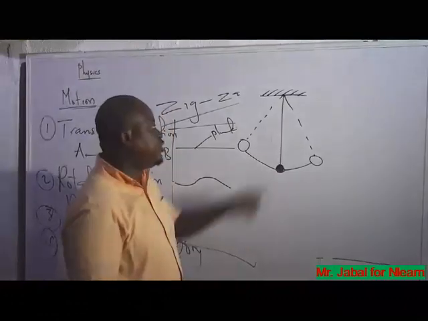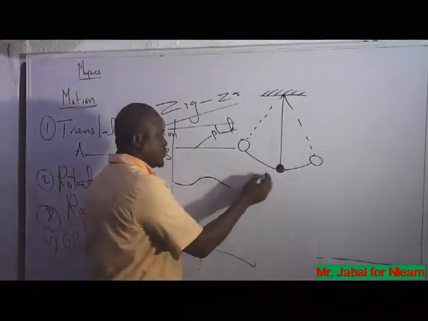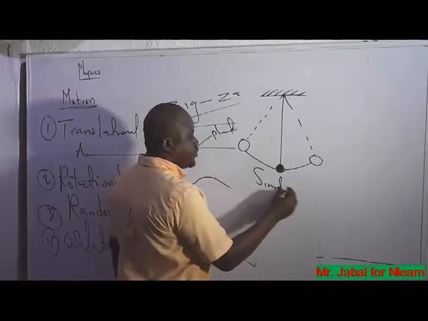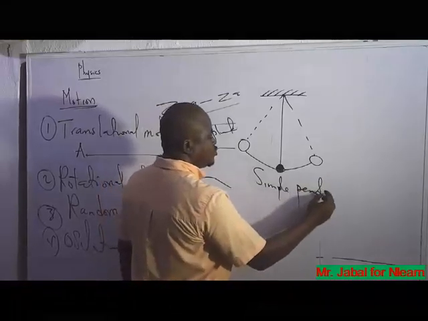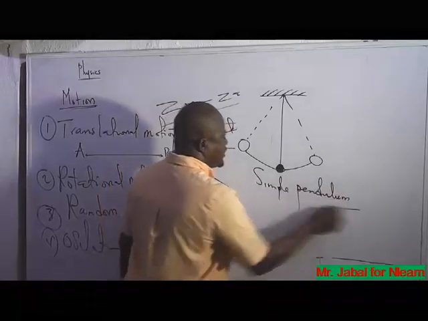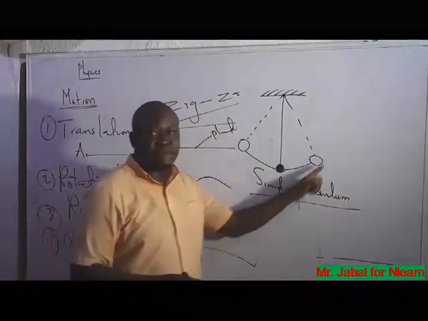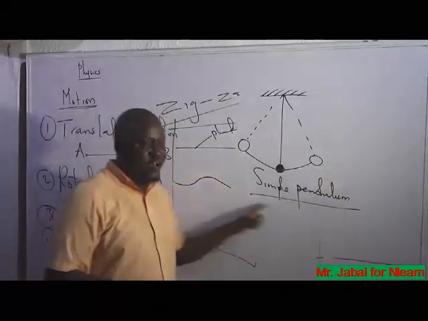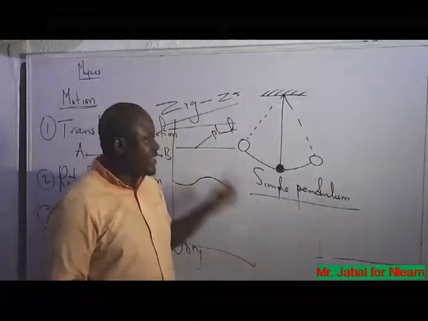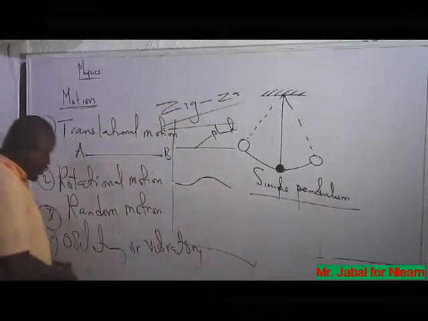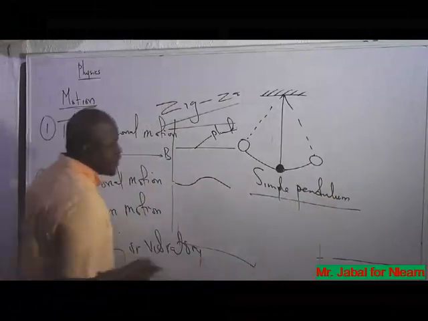So this body, called the simple pendulum, is moving in successive paths, to and fro. That kind of motion is oscillatory or vibratory.